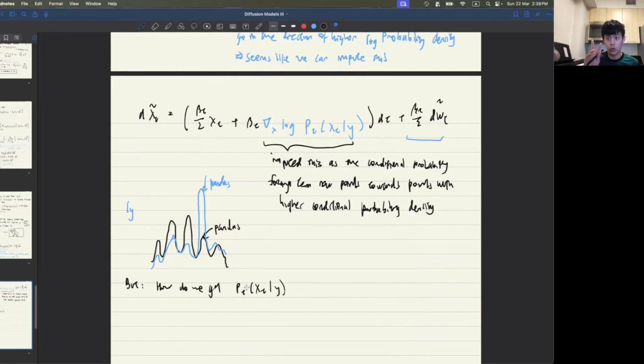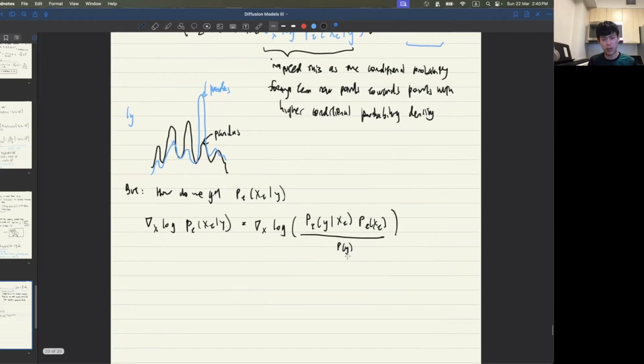We want to do this flip, and what other tool to use than just Bayes' rule, right? So to get the derivative of the log of p_t(x_t | y), the conditional probability distribution, this is equal to the derivative of log. We just apply Bayes' rule over here, so we'll get p_t(y | x_t) p_t(x_t), the marginal distribution of x_t, over p(y). We don't really care about the p(y) in the denominator because if we perform this logarithm, the derivative of log p(y) doesn't even depend on x, right? So it doesn't really matter.